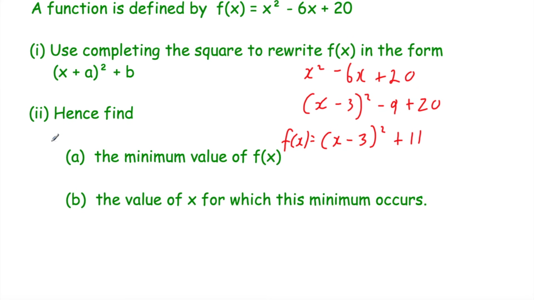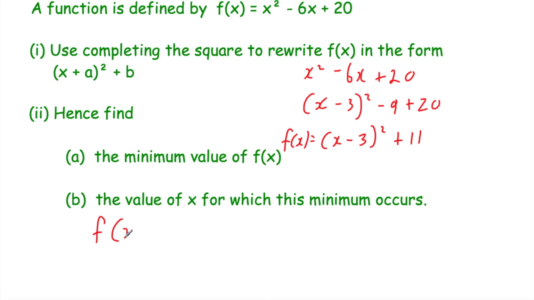Okay, and then if we continue, part II says, hence find the minimum value of f of x and the value of x for which this minimum occurs. So that's what we want to do. We want to find the minimum value of this f of x. We've done completing the square and we've got it in this form, which is fantastic because we can use it to help us find the minimum value of f of x. And we can find the value of x at which it occurs, which will be 3. So let's have a look at this.